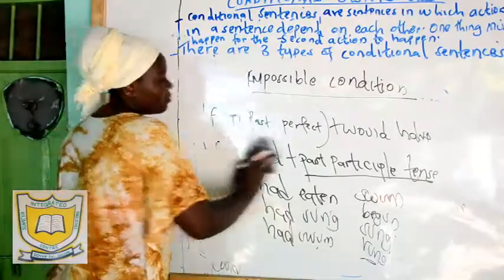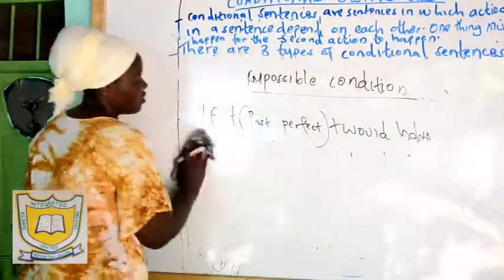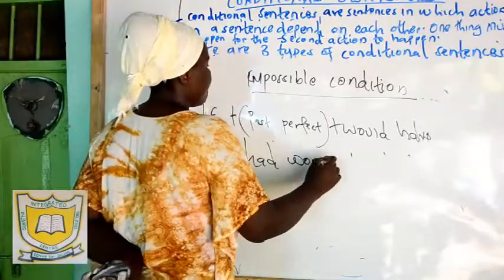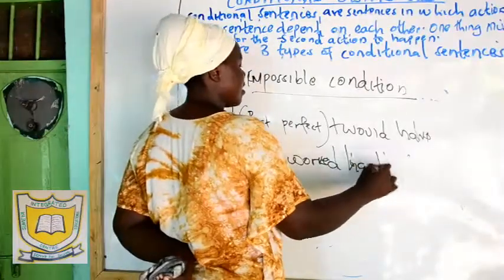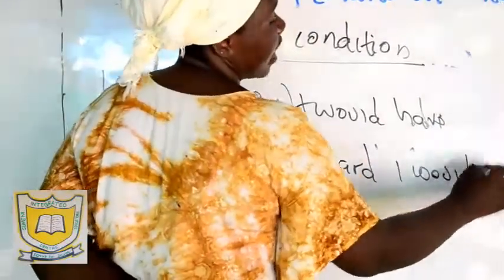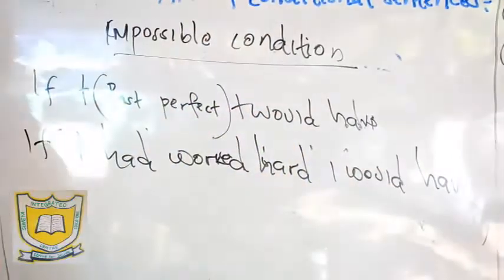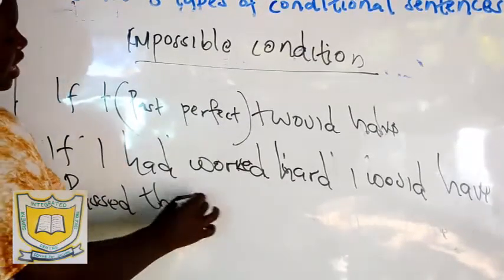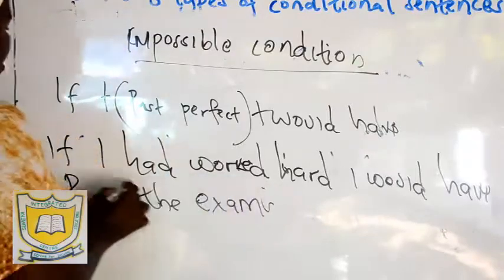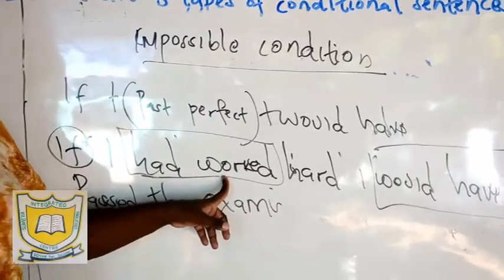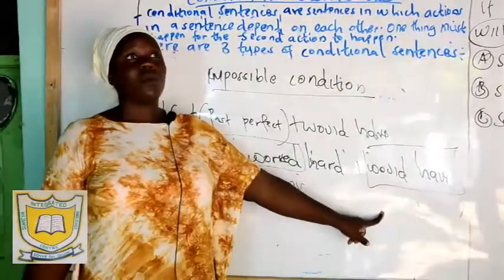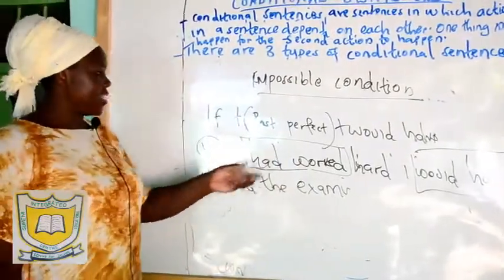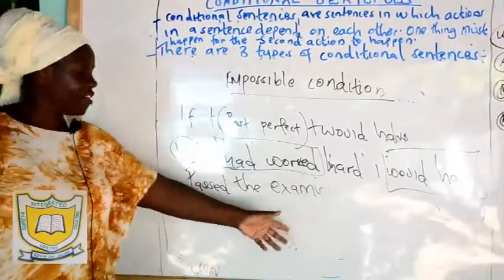Example in a sentence. Let's go. If I had worked hard, I would have passed the exams. If I had worked hard, I would have passed the exams. Now, I'm having if plus past perfect tense plus would have, which gives me what? The impossible condition. Impossible what? Condition. If plus had worked hard, plus would have passed the exams.